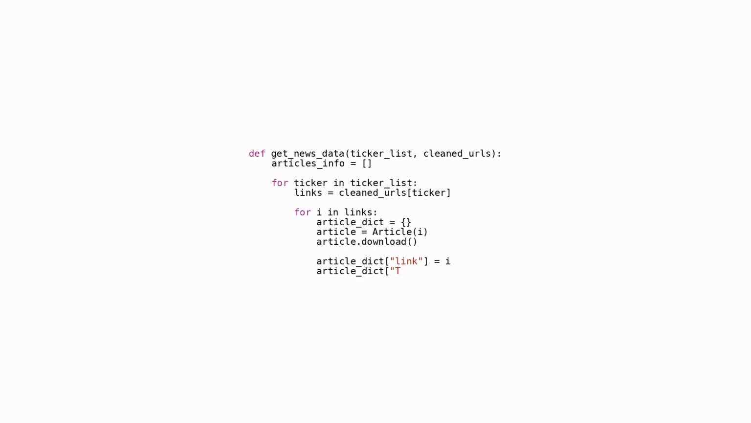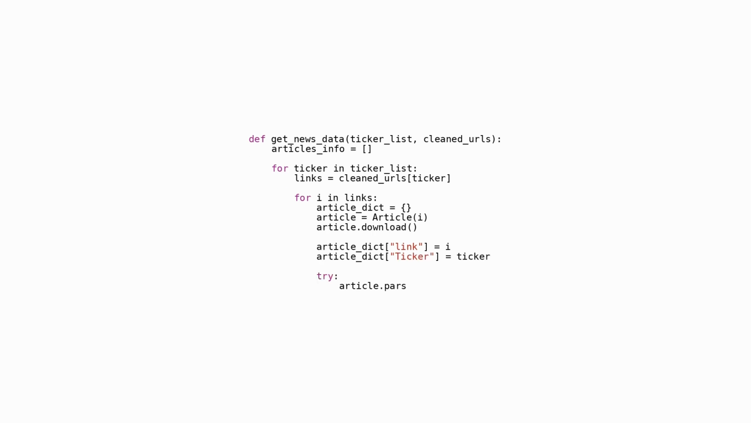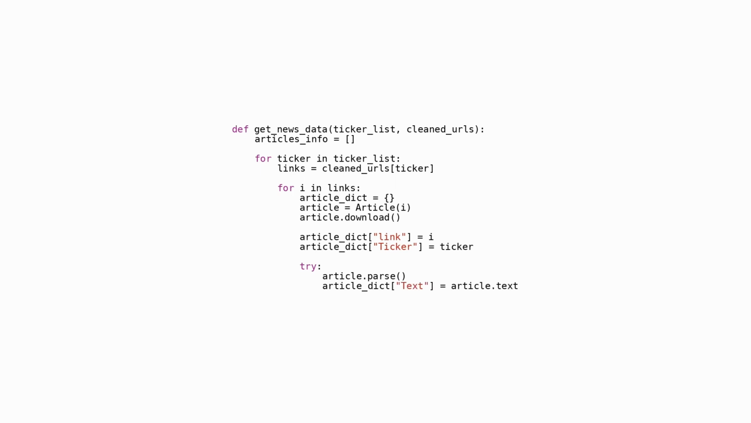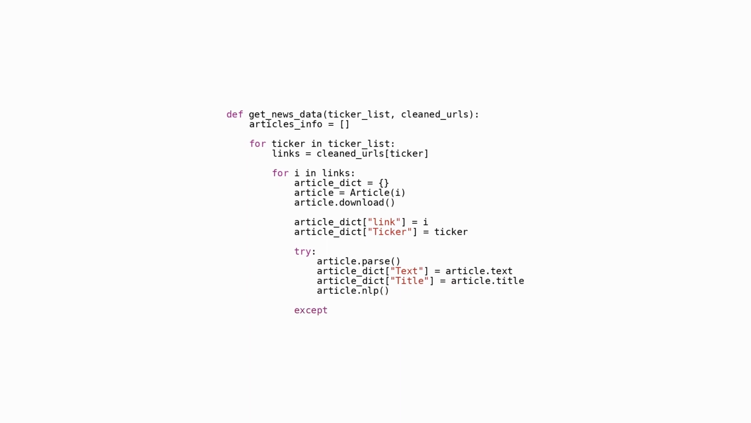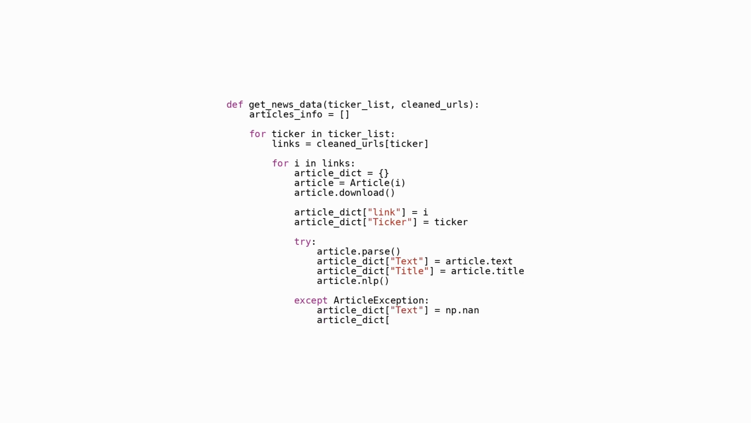It checks each URL associated with each ticker in the ticker list. In each URL, it tries to, first, store information about the article by creating a dictionary, article dict. Second, use the article class, probably from the newspaper package, to download the article's content. Third, add the URL and ticker symbol of the article to the dictionary. Fourth, try to extract and store the text and title of the article using text parsing methods.